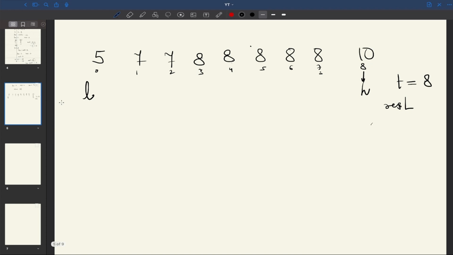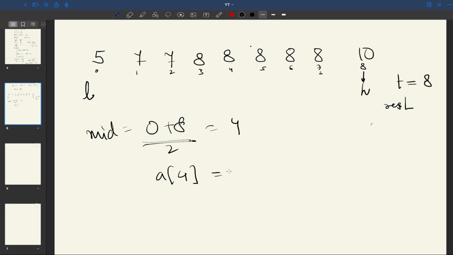So as usual, we have low pointing to the first index and your high pointing to the last index. So you're going to find out the mid as 0 plus 8 by 2, which is equal to 4. So we see our a of 4 is equal to target value, which is 8. What we're going to do is here we're going to have one more variable, result of L, which is going to store the possible index for the last occurrence of 8. So here we'll have result of L equal to 4.